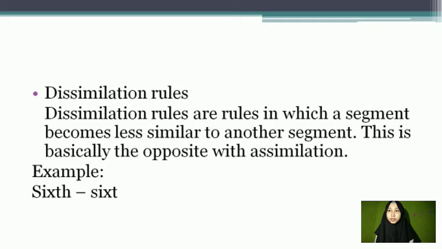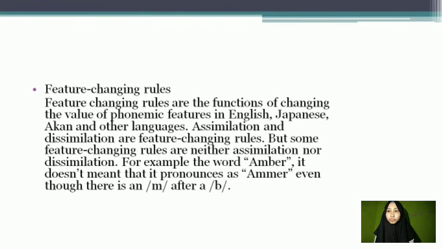Dissimilation rules are rules in which a segment becomes less similar to another segment. This is basically the opposite of assimilation. For example, the word sixth. It's actually using but because of dissimilation rules, it becomes sixth instead of sixth. And then the next one is feature-changing rules.